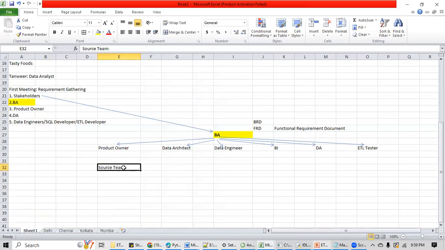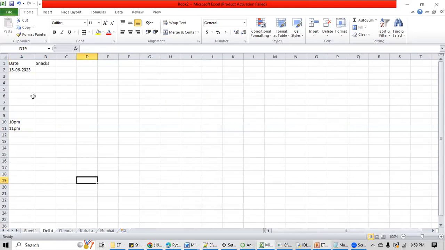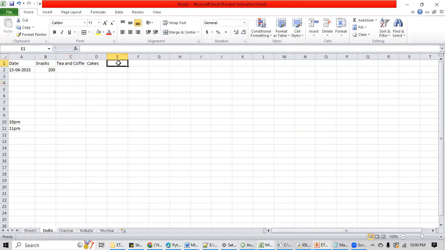Now, suppose the source team has sent data, the daily restaurant data, to you. Now the next question is, what do you want in this data? Maybe you need the date, the snacks, meaning the total costing of your snacks, maybe 200 rupees, the snacks you have sold in food and beverages. Let me take this, suppose tea and coffee, then cakes. Then suppose you have main course items, and some sweets. Okay, all these things.